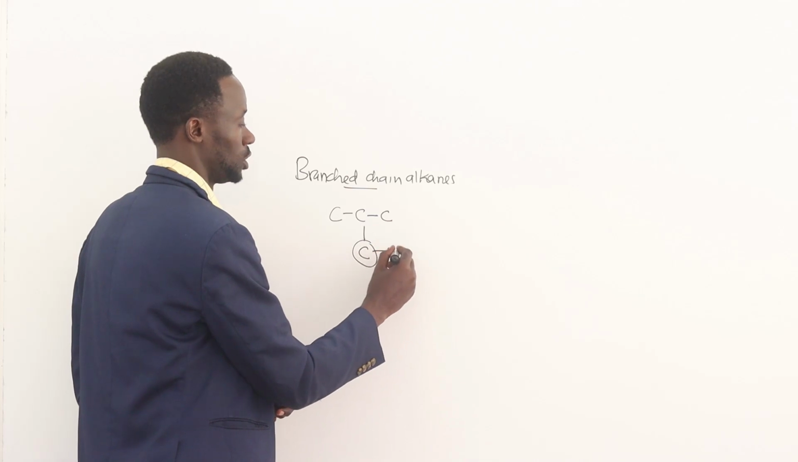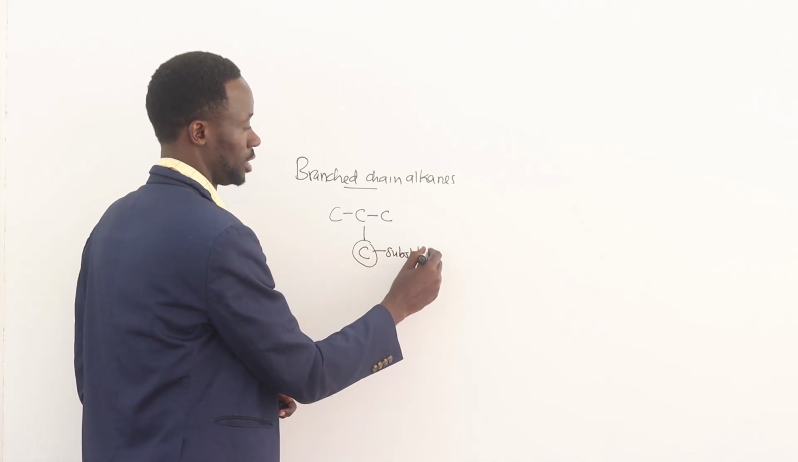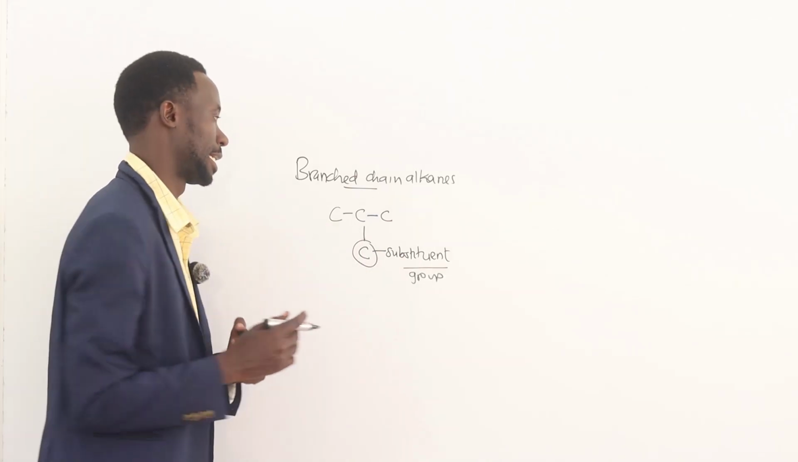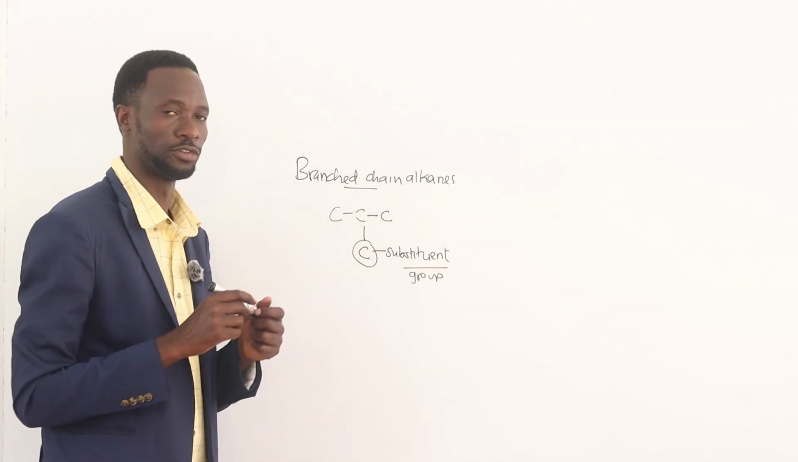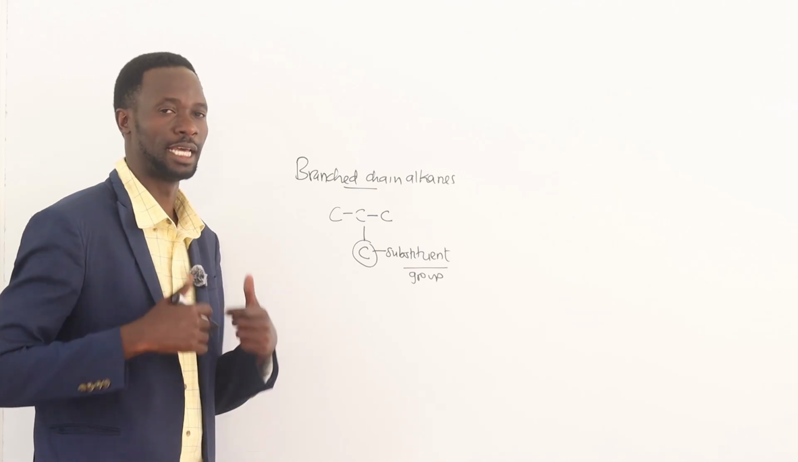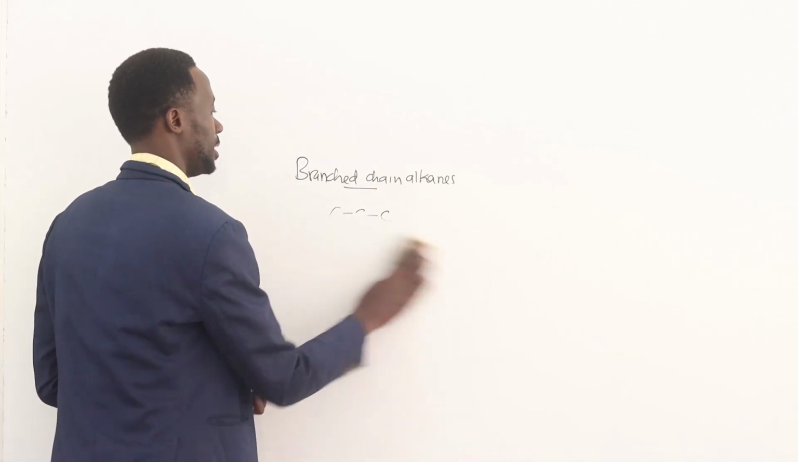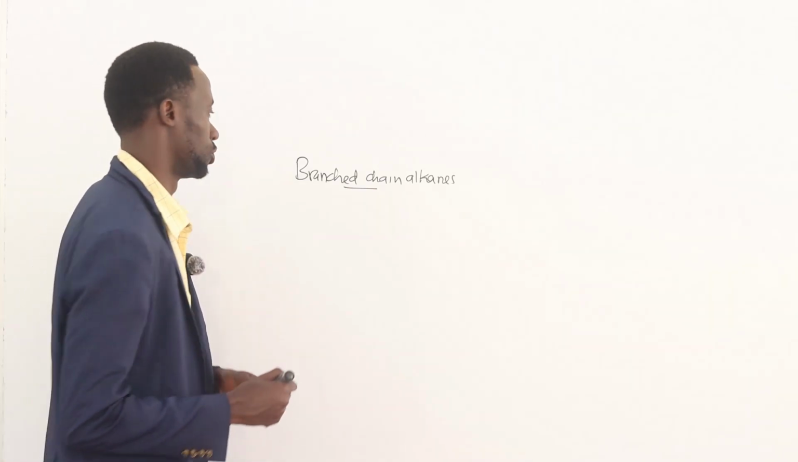And this one is called substituent group. If you have a branched chain alkane like this, then you have to follow some rules in order to provide the IUPAC name for the compounds. Now, let us see the rules.